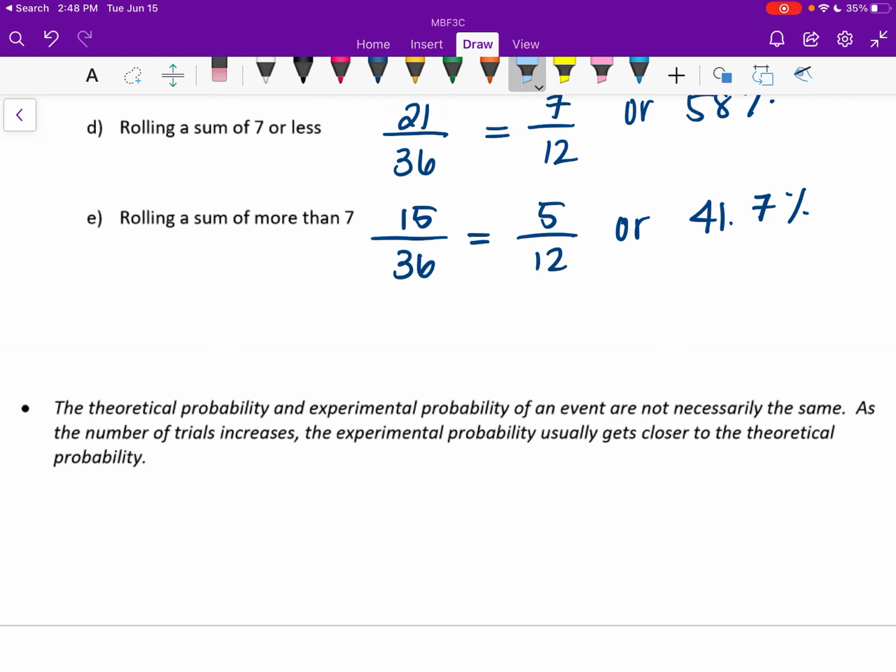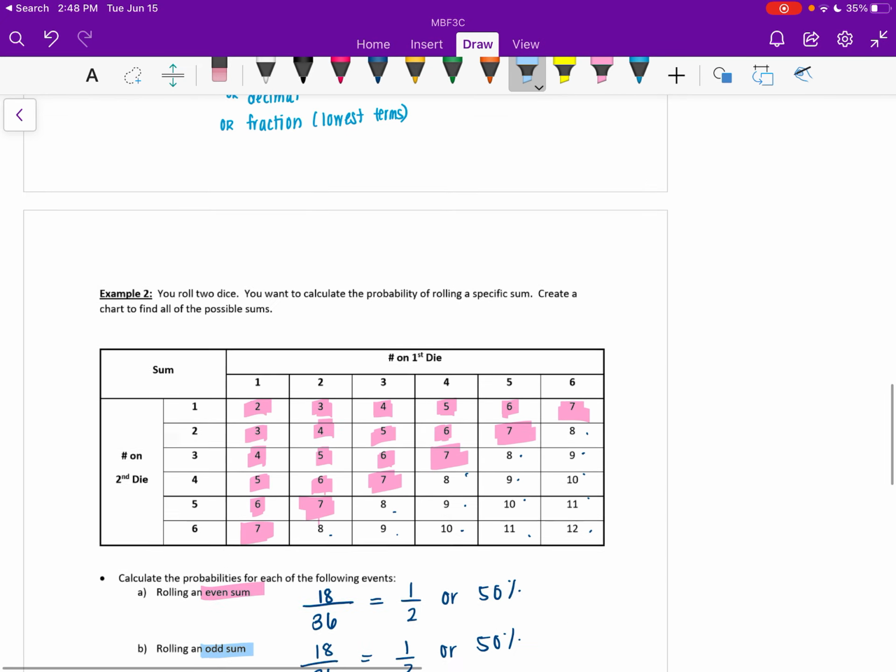But as the number of trials increases, the experimental probability usually gets closer to the theoretical probability. So if instead of 50, we had done 100, you might have gotten more of a 50-50 split. If instead of 50 you do 25 trials, you're going to see more room for error. That's why when you do science, you are always told to do multiple trials. And that's because multiple trials increase the reliability and the closeness to what it should be in theory. Okay, and that is it for theoretical probability.